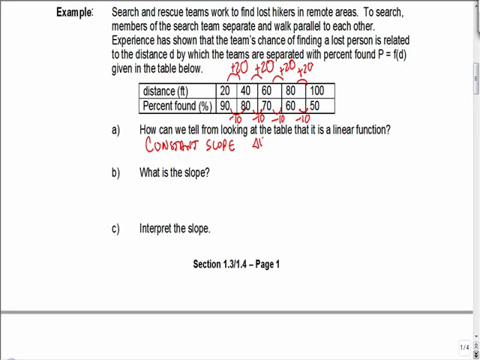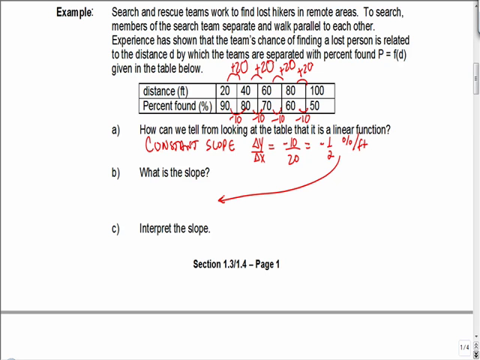And remember, if we do it the proper way, with delta y over delta x, we get negative 10 over 20, or negative 1/2, and we could look at that as percent per foot. Now then they ask us, what is the slope? Well, that slope is that constant value we get every time we compute delta y over delta x, negative 1/2% per foot.